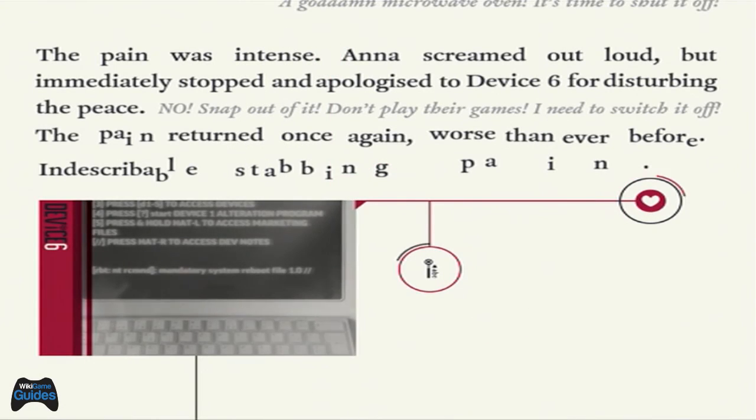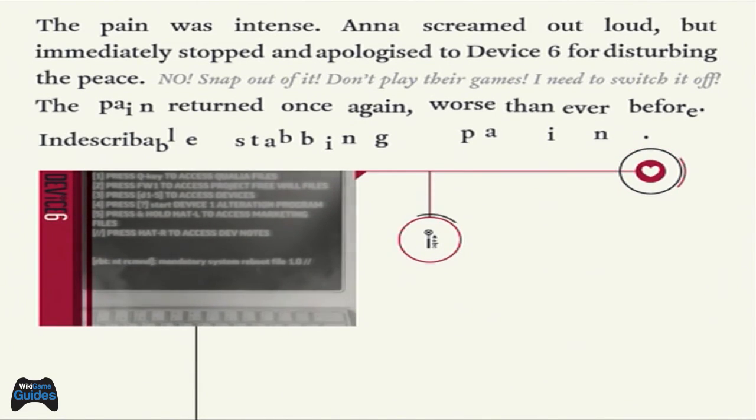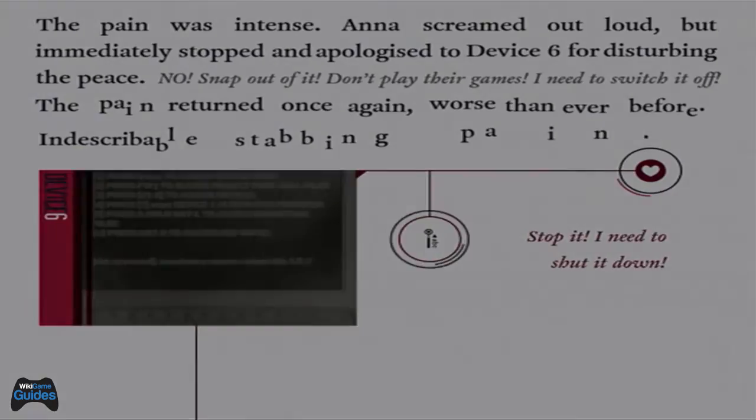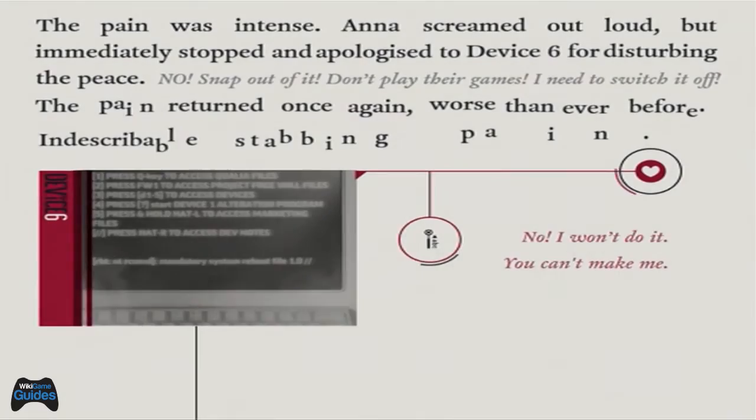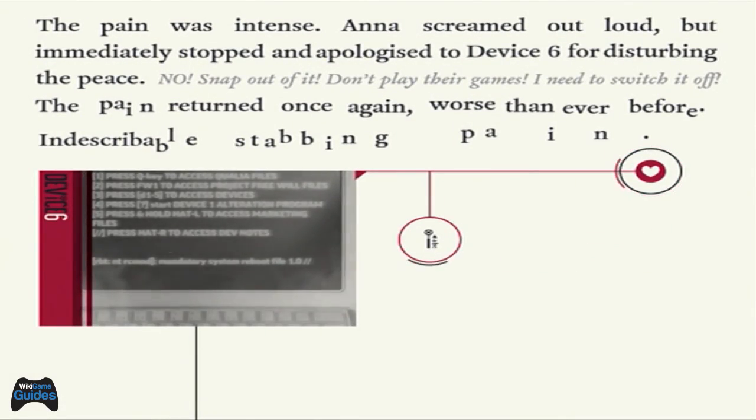Anna screamed out loud, but immediately stopped and apologized to Device 6 for disturbing the peace. No! Snap out of it! Don't play that games! I need to switch it off! The pain returned once again, worse than ever before. Indescribable stabbing pain. I can't control my movements! Stop it! I need to shut it down! No, I won't do it. You can't make me. Just make me turn it off now.